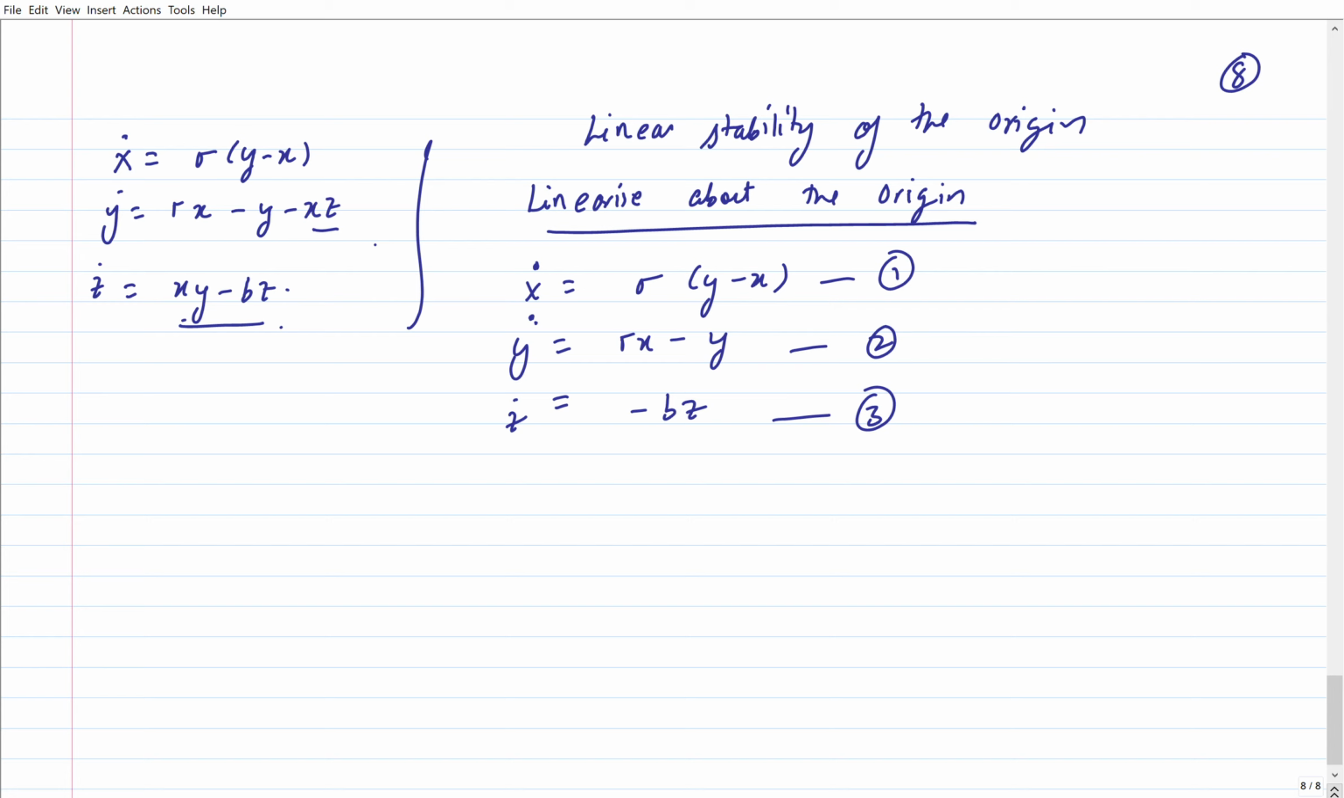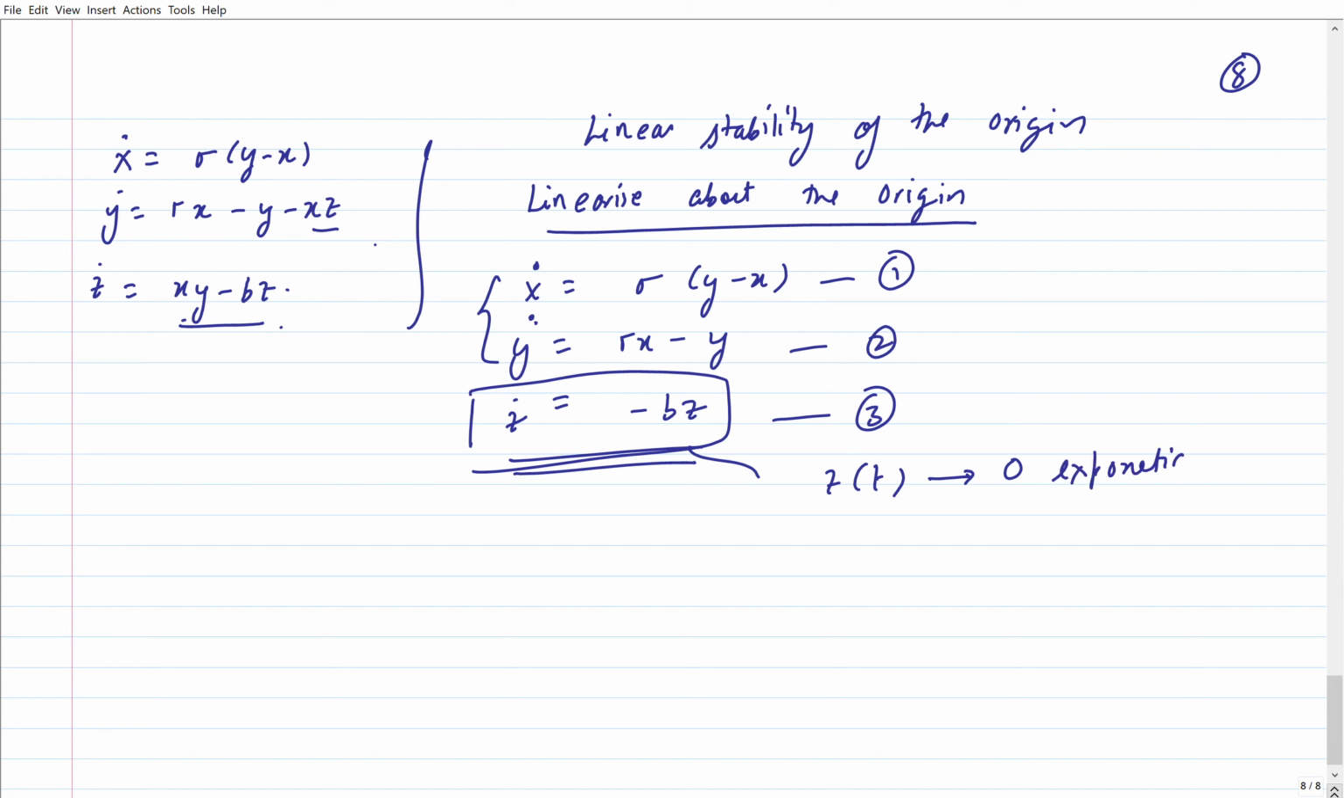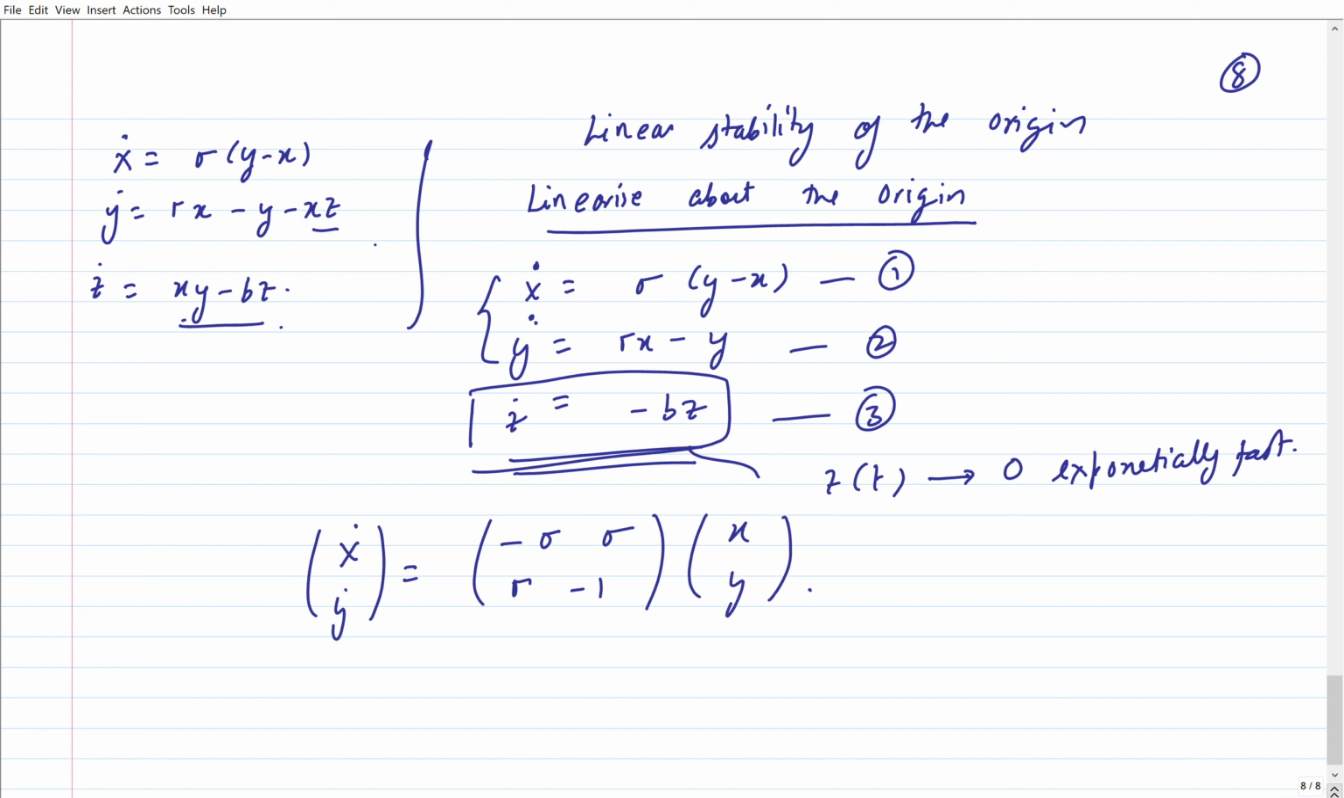That's my linearized system of equations, and as you can see, the z coordinate has decoupled from the x and y motion, and this is an exponentially shrinking thing. So z of t goes to 0 exponentially fast. In my x and y direction, linearizing gives me this matrix. The trace of this is minus sigma minus 1, and the determinant is sigma minus r sigma.